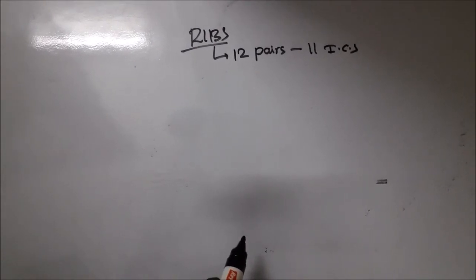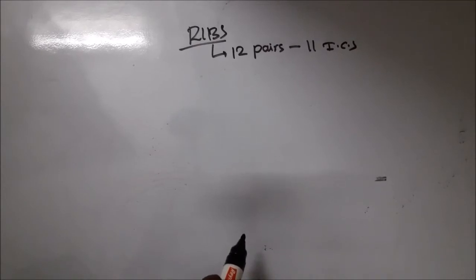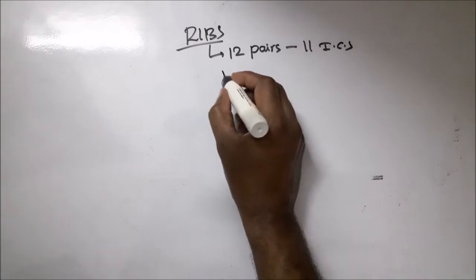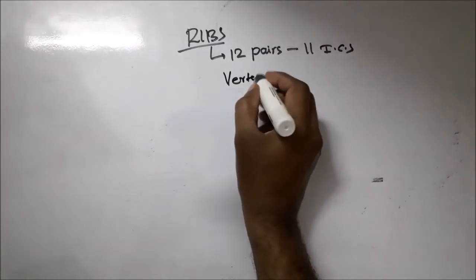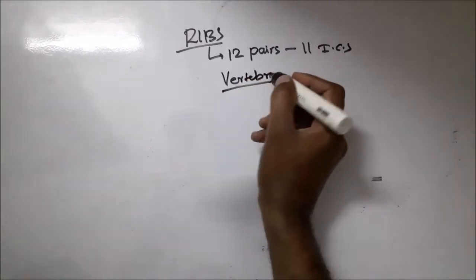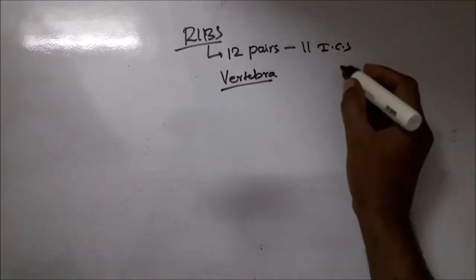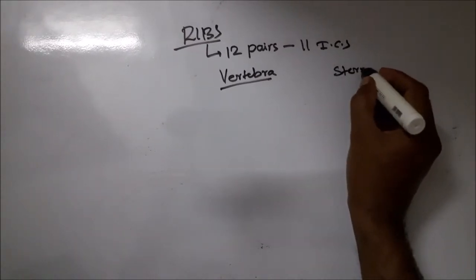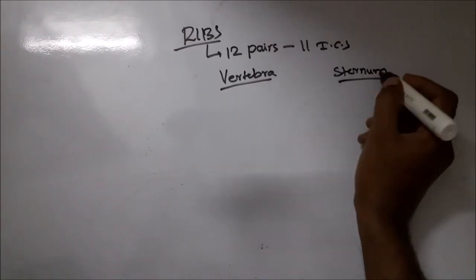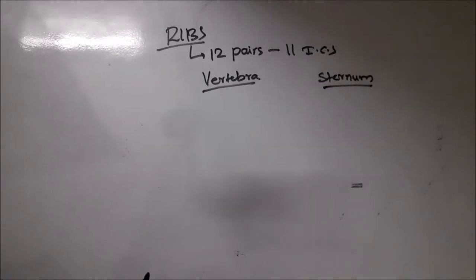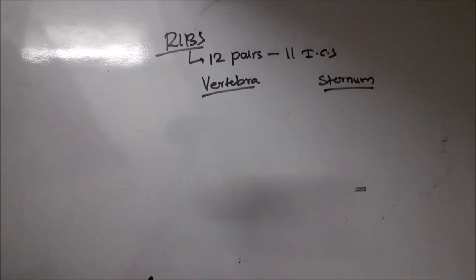So how are these ribs? They are C-shaped bones having a posterior attachment and an anterior attachment. Posteriorly they are attached to the vertebrae, and anteriorly they are either attached to the sternum, or to the costal cartilage, or they don't have any anterior attachment.